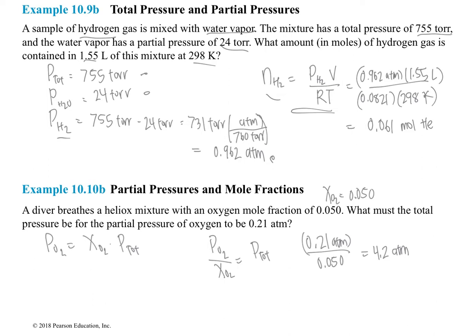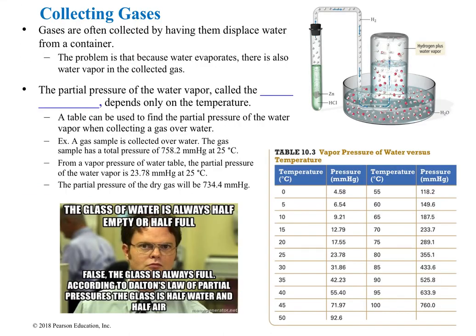Here I have a diver breathing in the heliox mixture with a mole fraction of 0.05 for oxygen. What's the total pressure if the partial pressure of oxygen is 0.21 atmospheres? So I use this partial pressure equation, which says that the mole fraction times the total pressure is equal to the partial pressure. So I can solve for total pressure here, and when I do that I get a total pressure of 4.2 atmospheres.